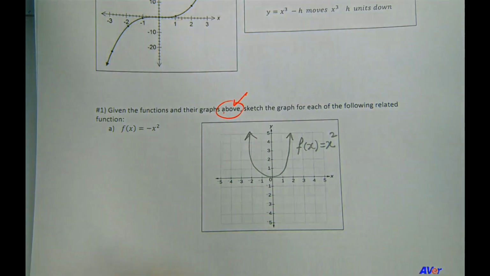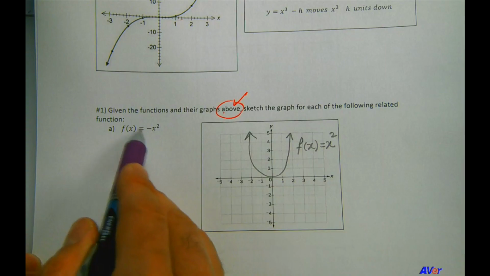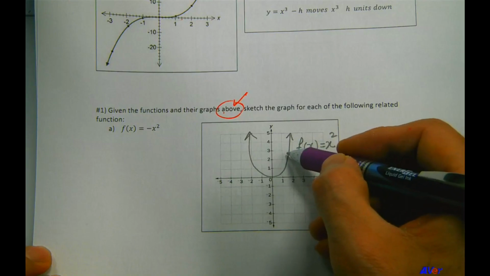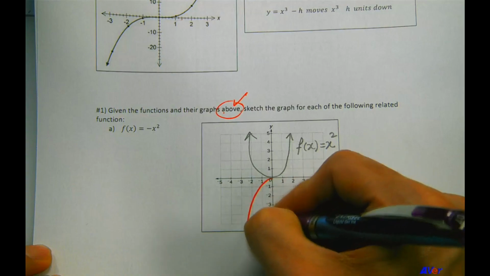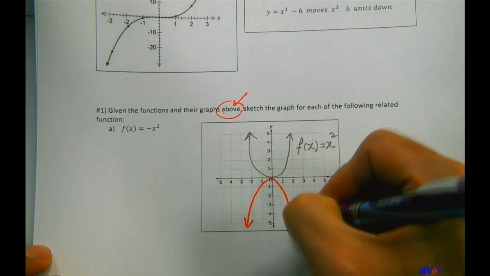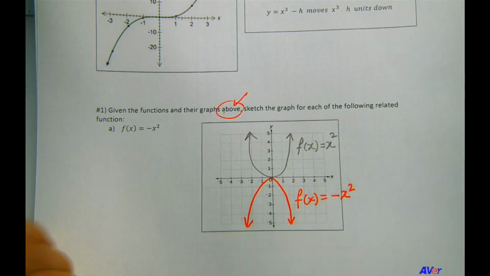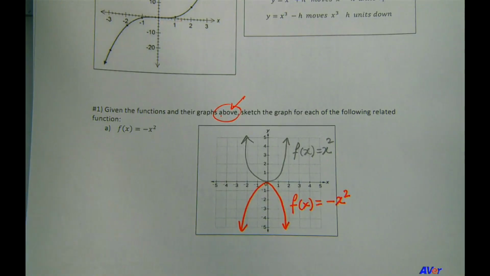So now let's draw this function, f of x equals minus x squared. So the effect of this minus in front is that it will flip this function or graph across the x-axis. So it'll do that. So this is f of x equals minus x squared. Okay. So let's have a look at the same thing on the computer. So I'm going to switch to the computer.